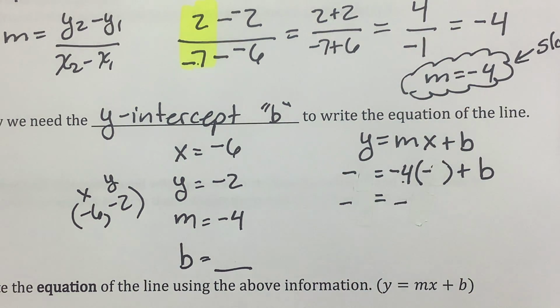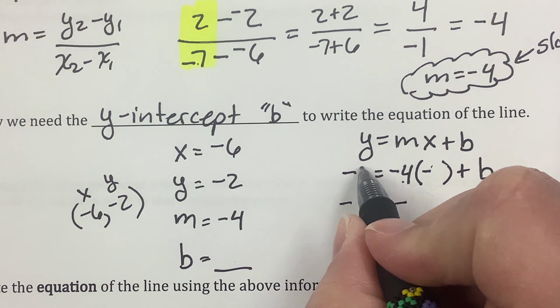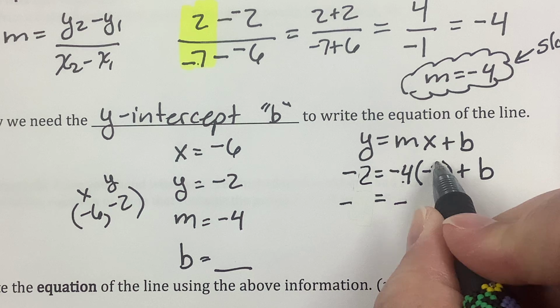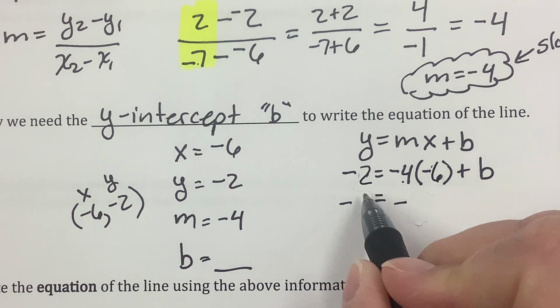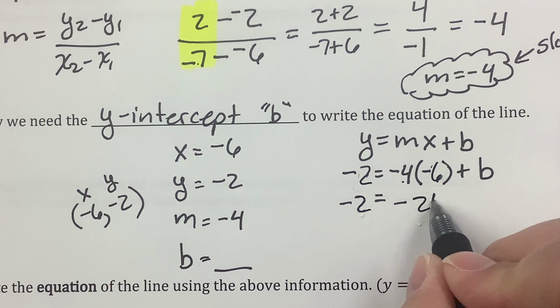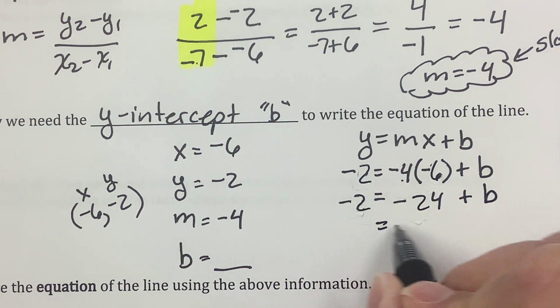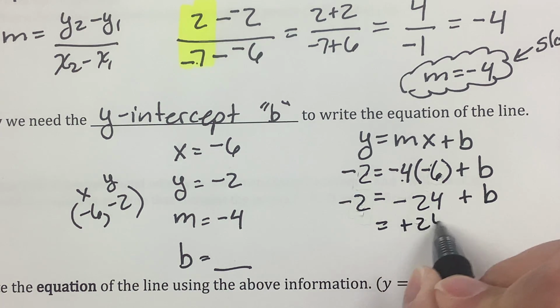Here we go. So, this is the y, -2. This is the x, -6. So -2 equals -4 times -6 is -24, plus b, equal sign. I'm going to add 24 to both sides.